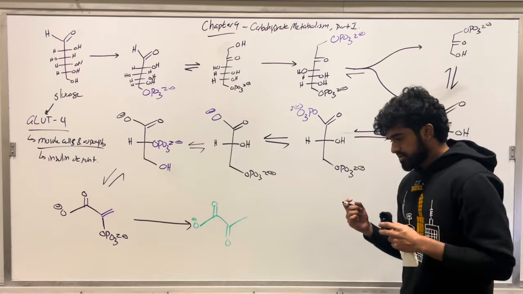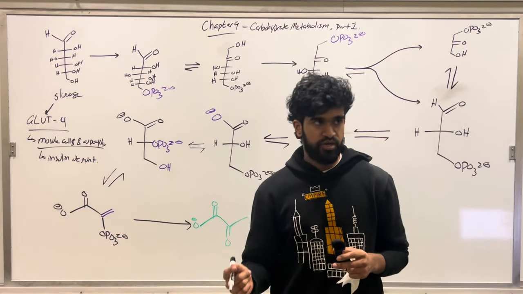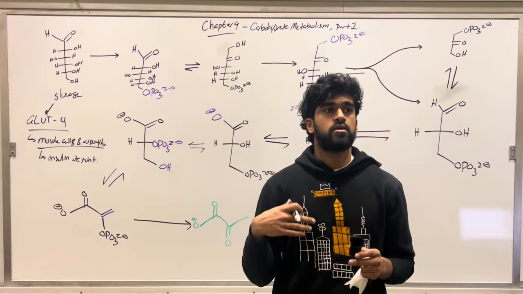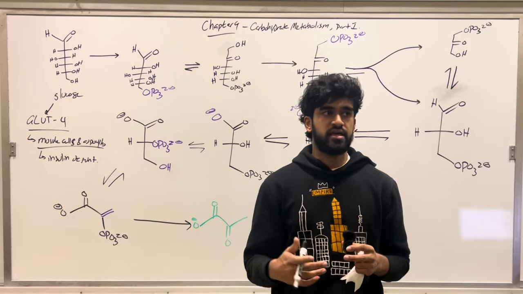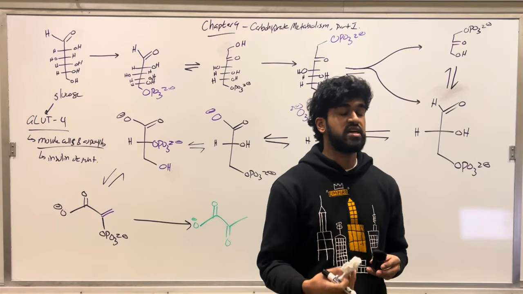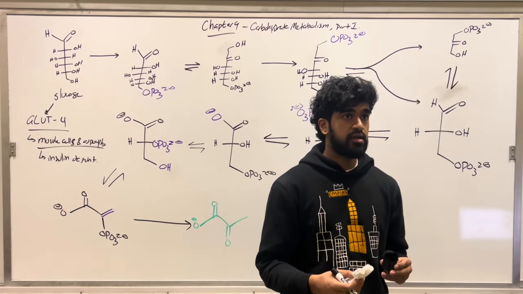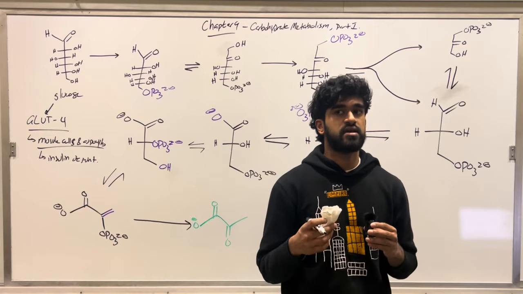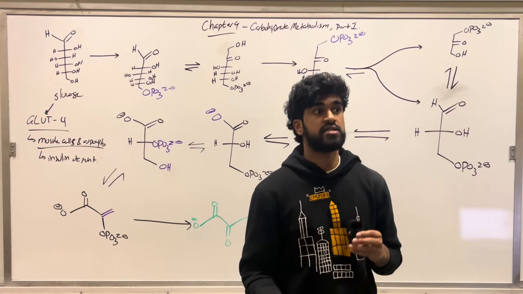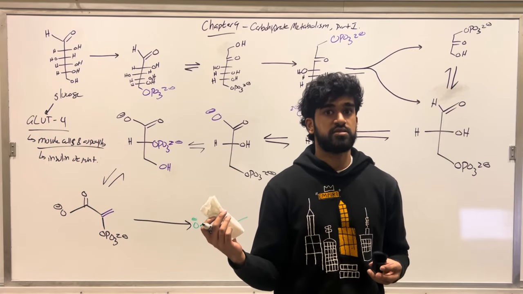What else? We didn't talk about GLUT1 and we didn't talk about GLUT3. You don't need to know much about them. But one thing we do need to talk about is the brain, because the brain is very, very dependent on glucose. Do you think that the brain's glucose transporters are insulin dependent or insulin independent, based on what we just spoke about?